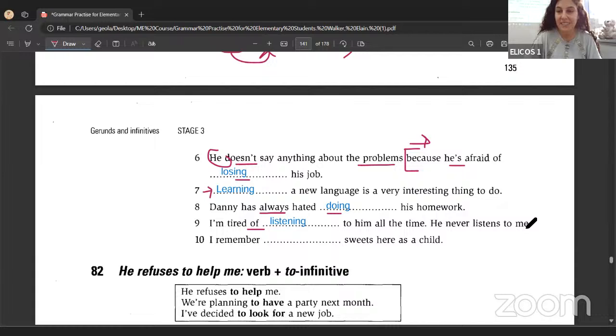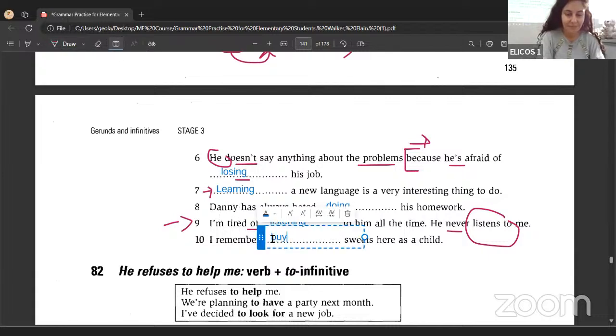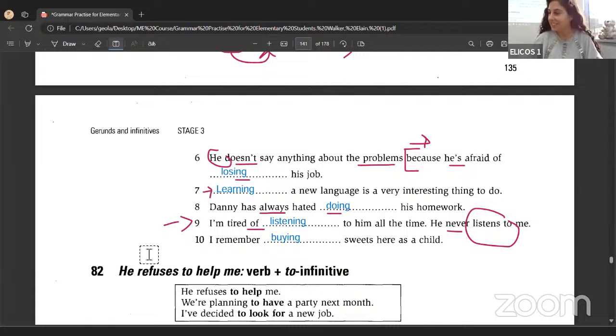He never listens to me. So we've got another adverb here. And you should be able to see the present simple. The whole sentence, this is how someone feels now in this moment. I'm tired of listening to him. And the last one, 10. I remember buying sweets here as a child. Yeah, I remember buying sweets here as a child.